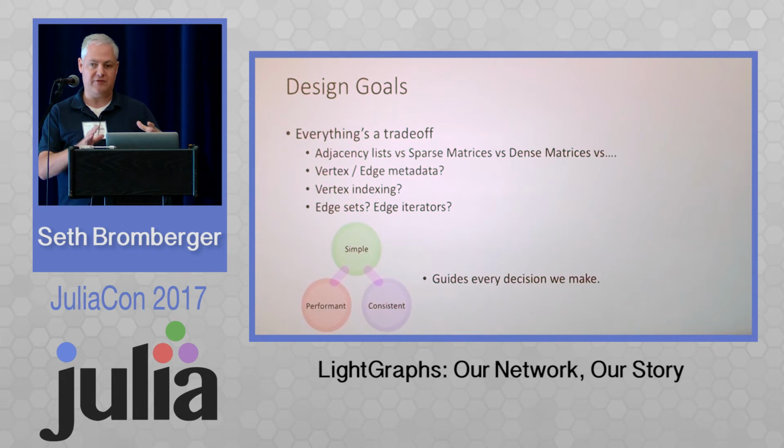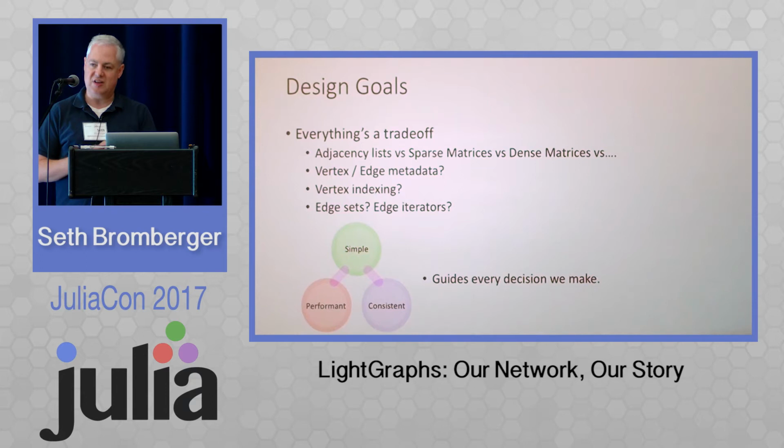Vertex indexing is another one. We use vertices from 1 to n. There are no exceptions. You can't have gaps. If you've got 10 vertices, your vertices are numbered 1 through 10. There's nothing else you can do. And then edge sets and edge iterators. I'll go into a little bit of a deep dive on edge sets in a couple of slides.